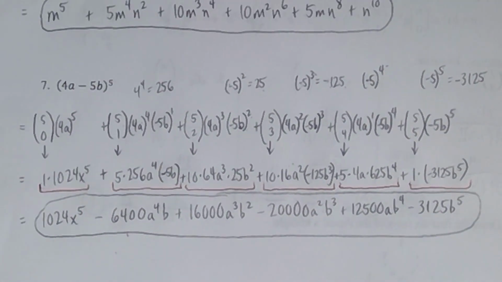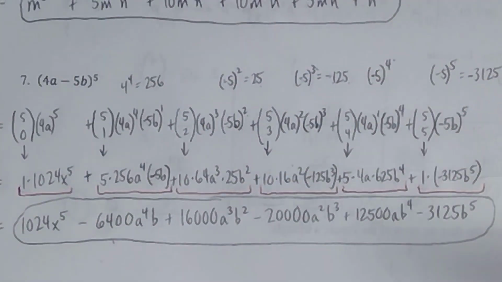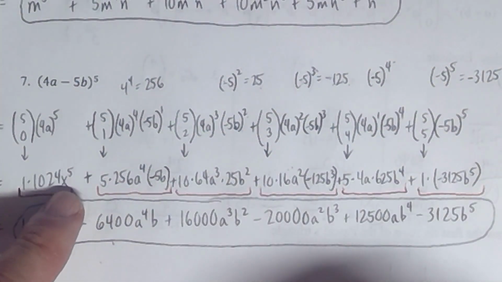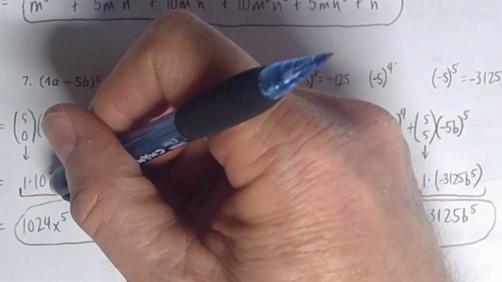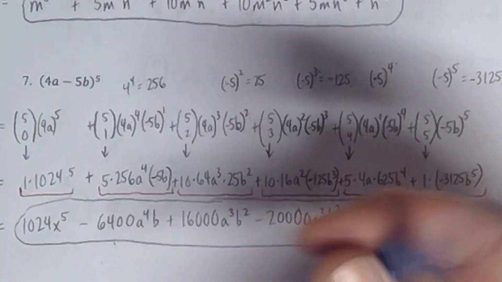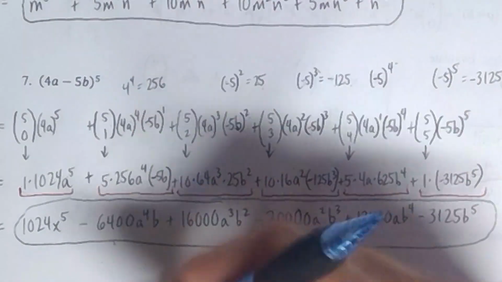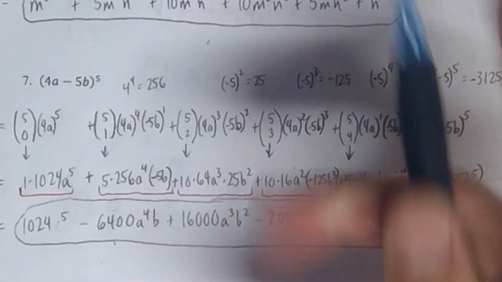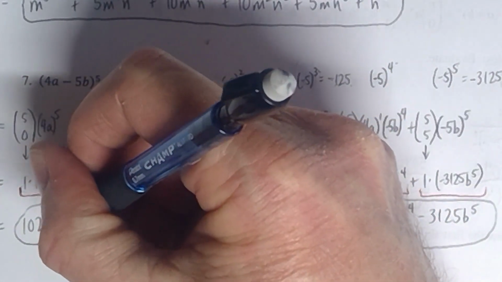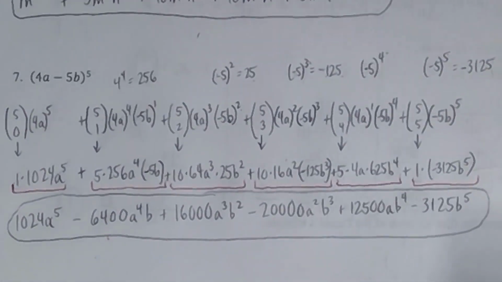And I just realized, by the way, you guys, that I made a little misprint here. This should be a to the fifth instead of x to the fifth. You may have noticed that already. Sorry about that. Okay, it took me a while to realize that. So let's fix that. Again, the variable there is a, not x.